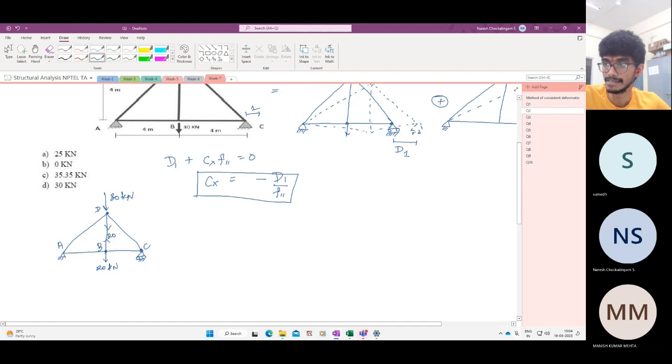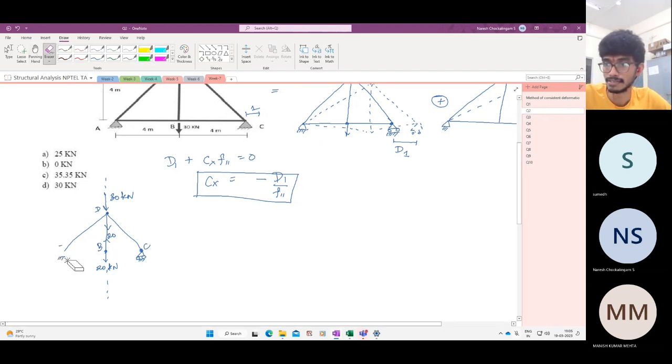One more thing that you can say is the structure is symmetric. It is symmetric about this line through the point B, which means both the reactions, once you have removed the horizontal support reaction at the point C, the structure becomes symmetric. So the support reactions will be equal. What will they be? 30 plus 20 is 50.